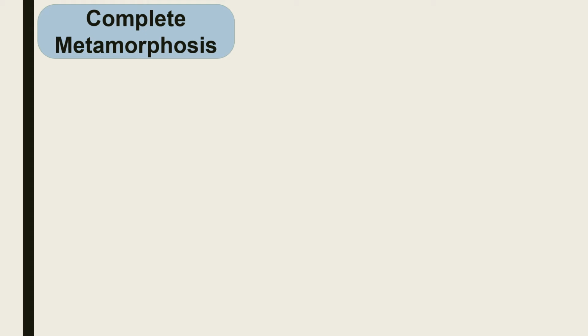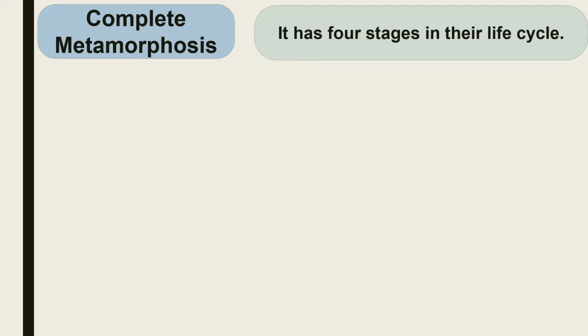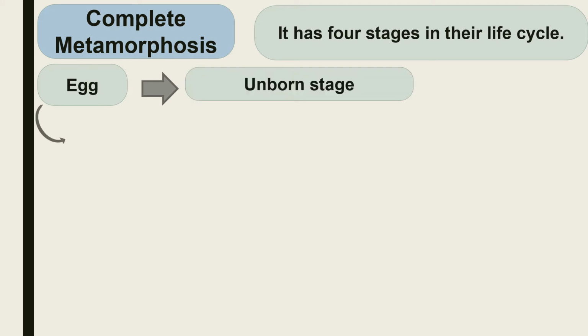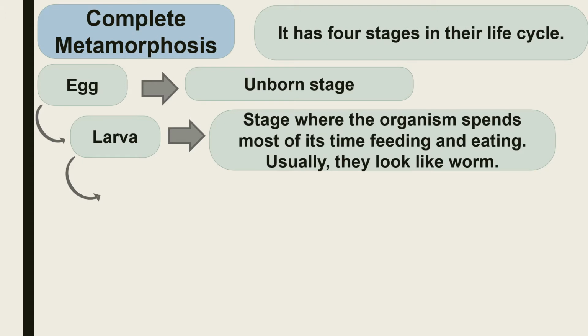So what is complete metamorphosis? It has four stages in their life cycle. First stage is egg, wherein it is called the unborn stage. Next to egg is larva, which is the stage where the organism spends most of its time feeding and eating. Usually they look like a worm.